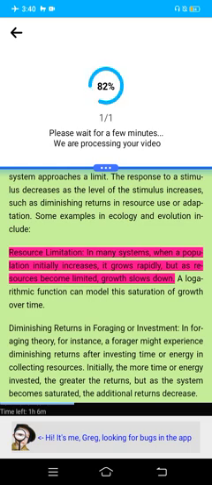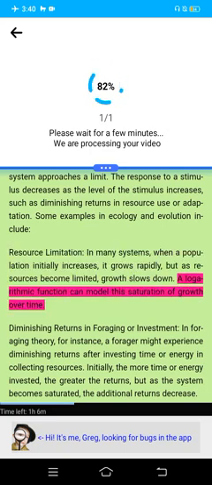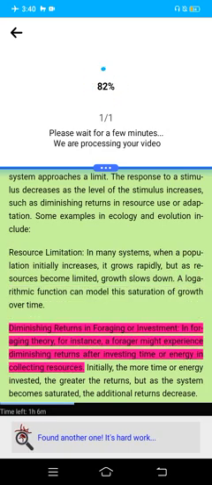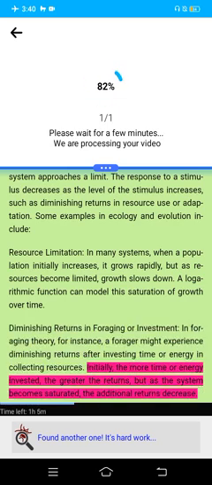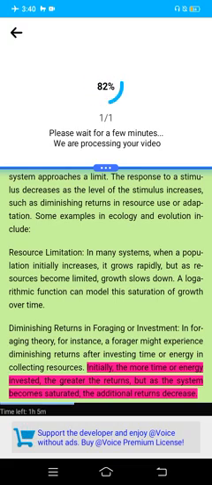In many systems, when a population initially increases, it grows rapidly, but as resources become limited, growth slows down. A logarithmic function can model the saturation of growth over time. Diminishing returns in foraging or investment. In foraging theory, for instance, a forager might experience diminishing returns after investing time or energy in collecting resources. Initially, the more time or energy invested, the greater the returns, but as the system becomes saturated, the additional returns decrease.